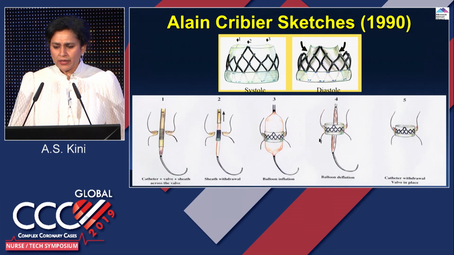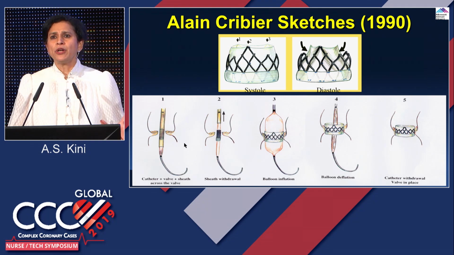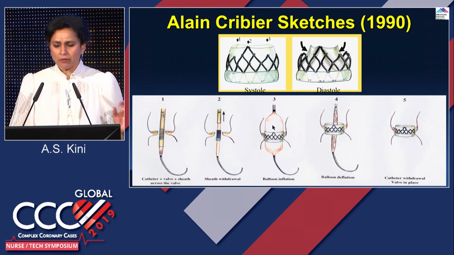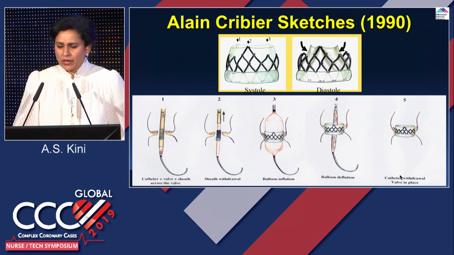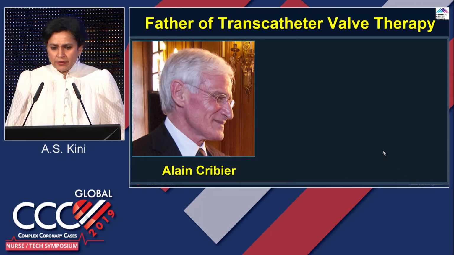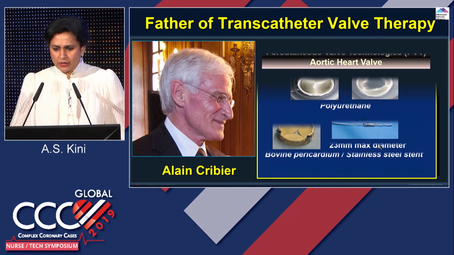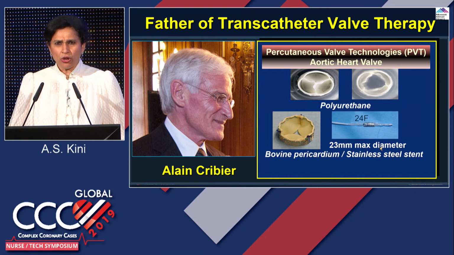This was 1989. Then this is what they thought we would do: we will have a balloon, and on the balloon we'll place a stent, we'll go to the aortic valve, and we'll expand and place it. This is the sketch that was initially drawn by him, of how the aortic valve can be replaced. And he's the father of transcatheter valve therapy. So this is what we always say: first you think, you dream, and then it becomes reality. So this is how the percutaneous valve came into existence.